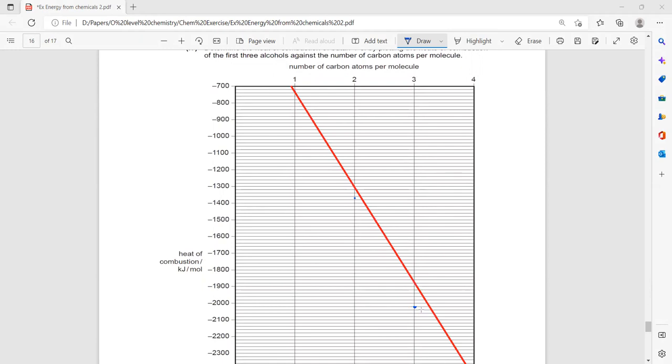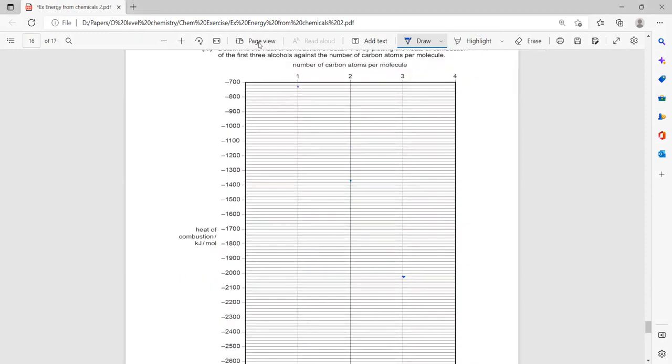Now, after marking the points, we have to join these using a ruler or scale, to work out the heat of combustion when four carbon atoms are there. So when four carbon atoms are there, how much is the heat of combustion? So this value. And you will check the x-axis, the y-axis. Like for example, for me, it's coming out minus 2,600. So you will mention minus 2,600 accordingly.